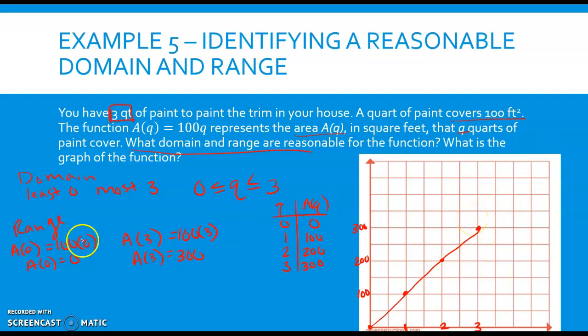And so our range, because I didn't write this one down, our range is going to be 0 is less than or equal to A of Q, which is less than or equal to 300. So this is our domain. This is our range, and that's a 0, not a D. And then this is our graph. And so those are our reasonable outputs. We can't do anything other than that.